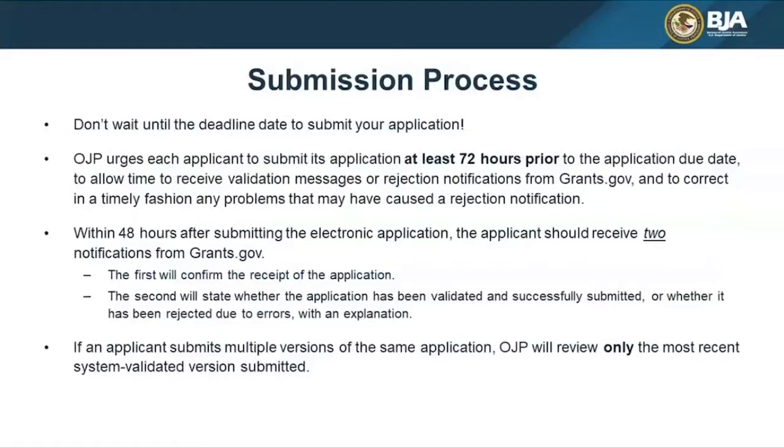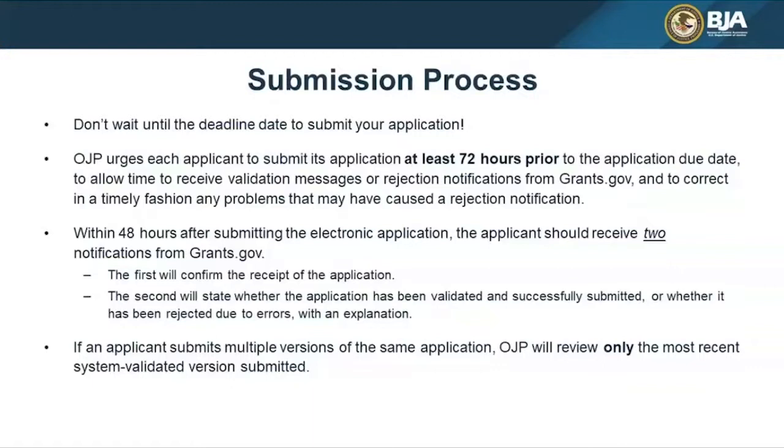Now we want to talk about the submission process. Don't wait until the deadline date to submit your application. OJP urges each applicant to submit their application at least 72 hours prior to the application due date to allow time to receive validation messages or rejection notifications from grants.gov and to correct in a timely fashion any problems that may have caused a rejection notification. Also be advised, some solicitations end at 11 p.m., some solicitations end at 5 p.m. So let's not just look at the date. We want to pay attention to the actual time as well.